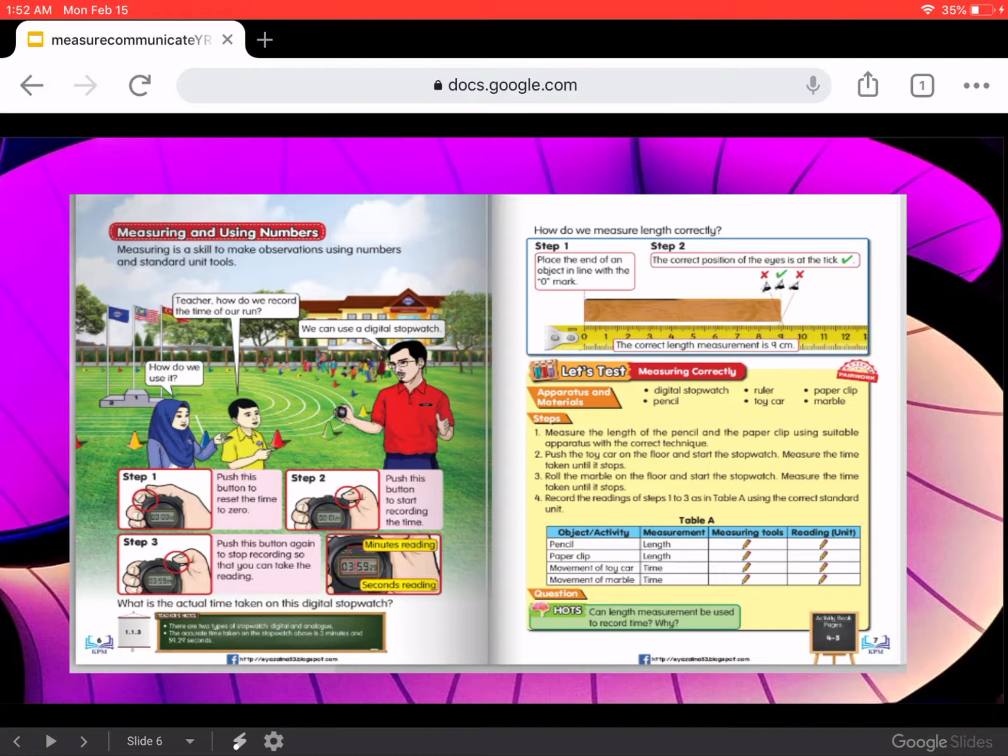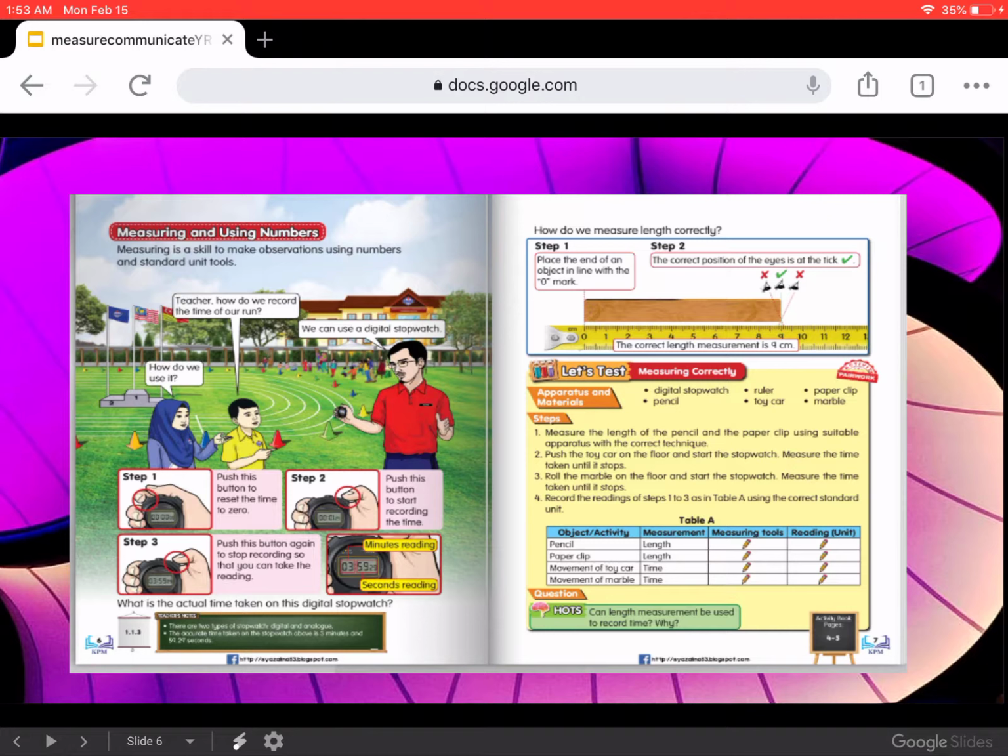So, what is the actual time taken on this digital stopwatch? There are two types of stopwatch, digital and analog. There are two readings, minutes and seconds. So, it is 3 minutes and 59.29 seconds.